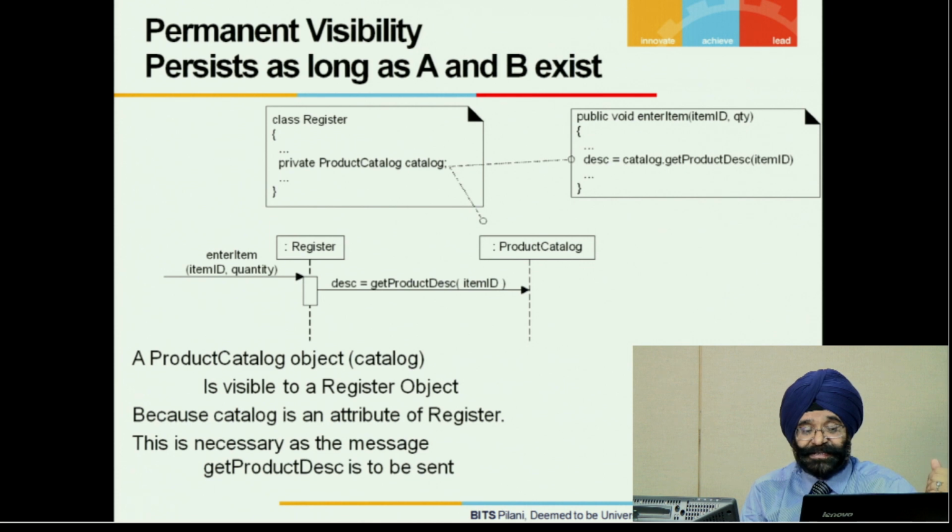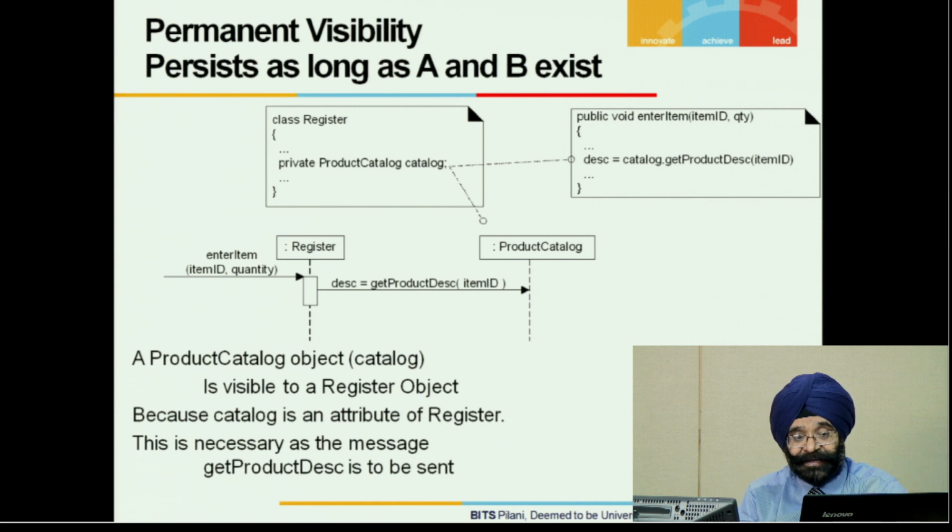Now, let us take the diagram below that. The register requires the description of the product which is available in product catalog. So we have the code DSC is equal to getProductDescription(itemID). The moment it makes a call here, please take a look at the right hand side where the method in product catalog has been defined. You have a method there which says enter item.